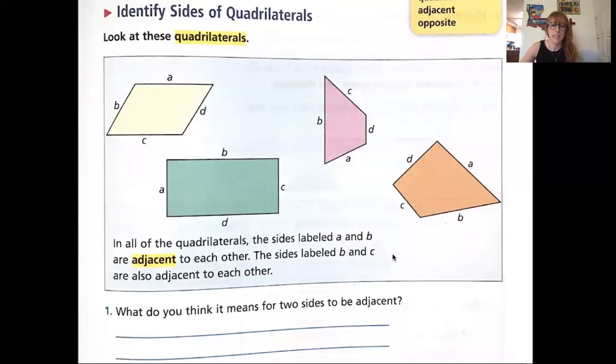Hi, fourth grade. Today we're learning about how to classify quadrilaterals. So just like we learned to classify triangles, we're going to be working on classifying quadrilaterals. If we look at the word quadrilateral, we see two words that we've already learned before.